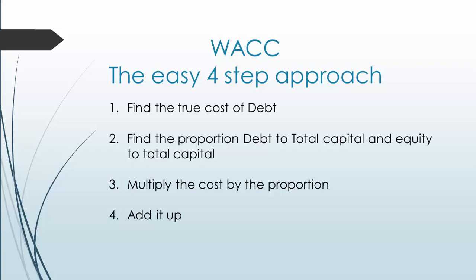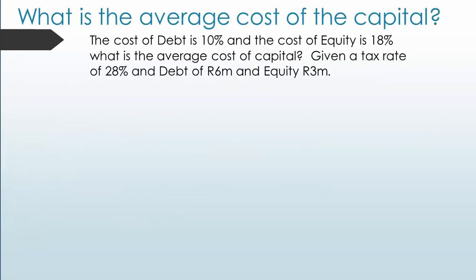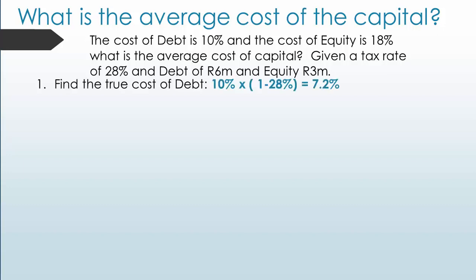Let's go through an example. If I said to you, what's the weighted average cost of capital for this company? You have the cost of debt is 10%, the cost of equity is 18%. It gives you a tax rate of 28%, and it tells you we have debt of 6 million and equity of 3 million.